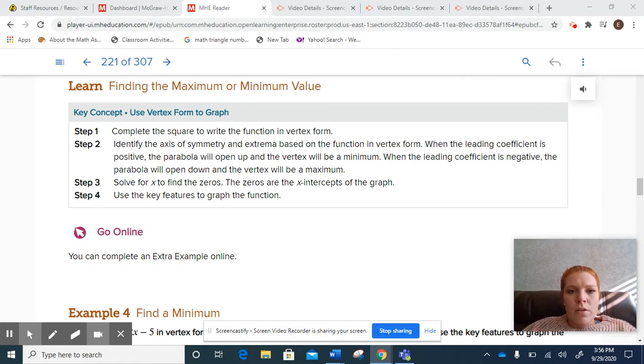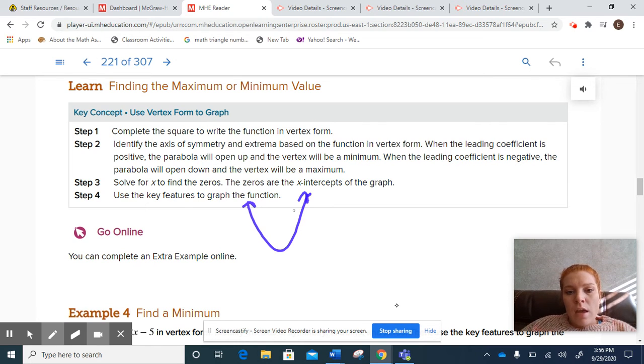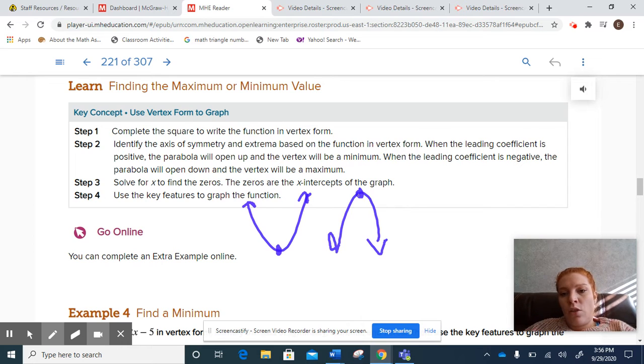Okay, so now we're going to learn how to find a minimum or a maximum value. Remember that your minimum or maximum is either the very top or the very bottom of your graph, and it's always a part of the vertex, okay? It's the y part of the vertex. And we already know how to find it by hand, right? By doing the formula negative b over 2a and then plugging it back in.